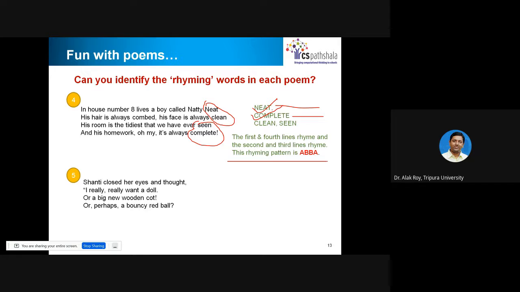So I will be happy to receive a response from you participants. Let me know the answer for this rhyming pattern: thought, doll, caught, ball. Anyone can answer.